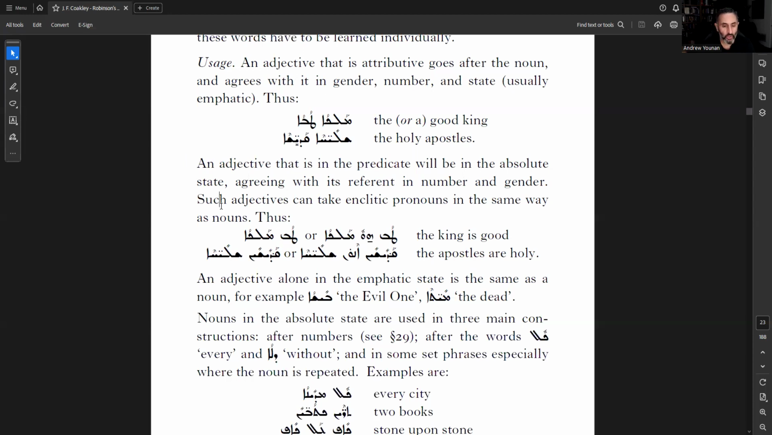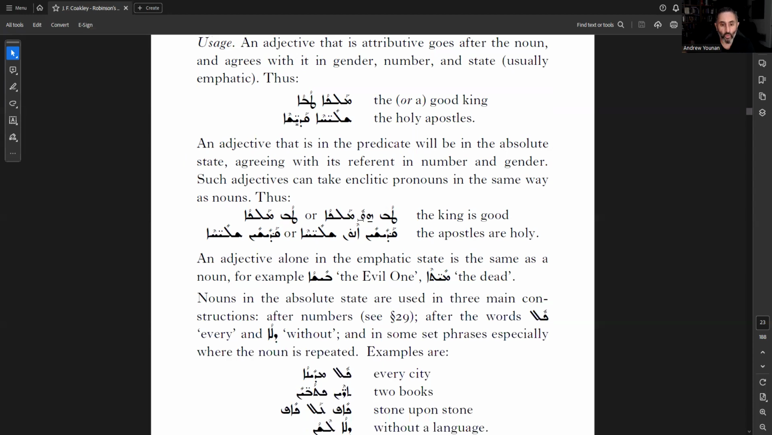Agreeing again in number and gender. Such adjectives can take inclusive pronouns in the same way as nouns. Thus, ta'u melka. So it's the absolute state, ta'u. You can use this copula, ta'u melka. The king is good. Or you can just say ta'u melka. It means the same thing. You don't even need the u. Ta'u melka or tam. Why would you use this over this? It doesn't matter. It's just style. Maybe you need an extra syllable for a poem you're writing. It means the same thing.